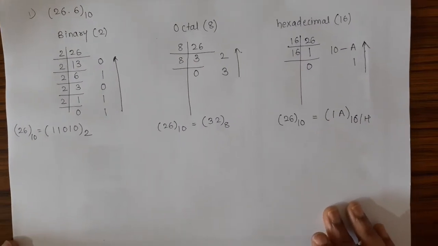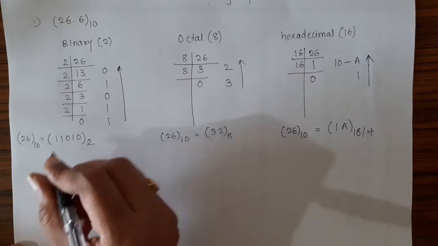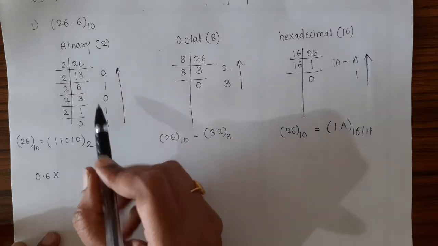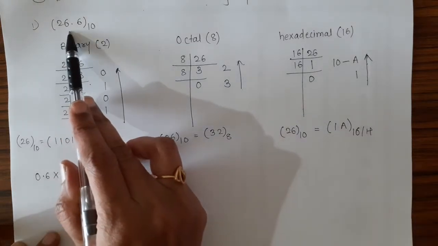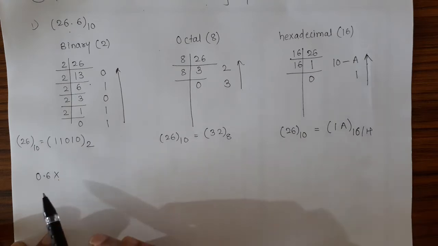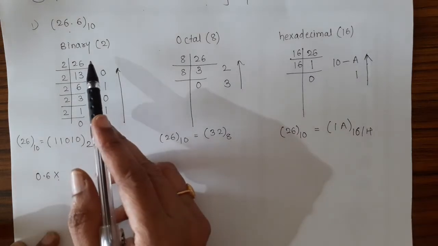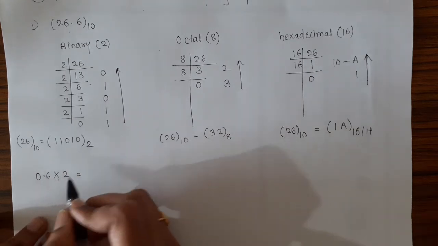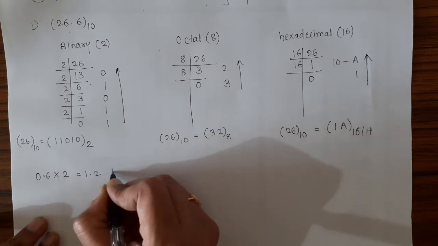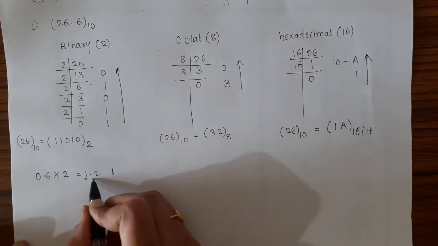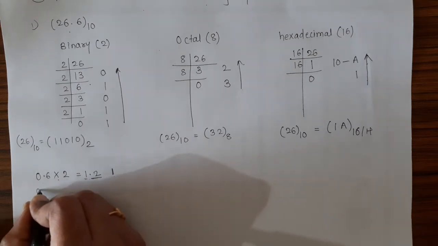Now coming to the fractional part. Since we perform the division operation in case of integer conversion, the reverse operation, that is the multiplication operation, we have to perform while converting the fractional part from one numbering system to another. The base of the binary system is 2, so we will use 2 for multiplication. 0.6 into 2 gives 1.2. We have to record the integer part of this result separately, which is 1. Then the fractional part we have to take for further multiplication.